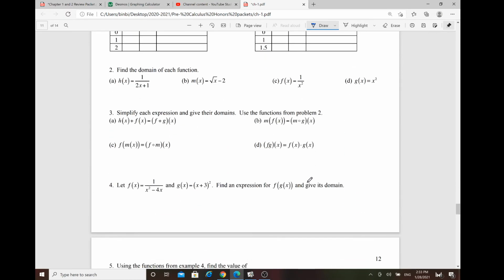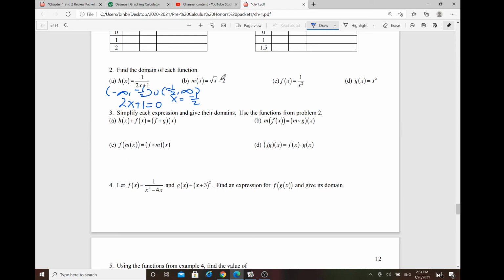Find the domain of each function. Again, it's all about the restrictions. So set that denominator equals 0. So x equals what? Negative 1/2. So it's negative infinity to negative 1/2, union negative 1/2 to infinity. Well, how do I know this one's so fast? Because it's a rational function. So the only restriction applying is just the denominator.